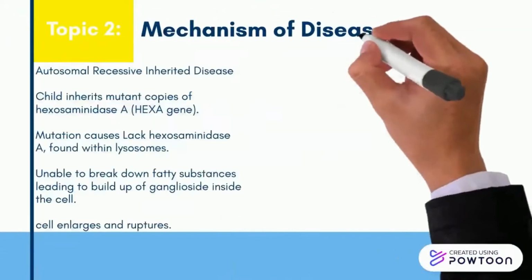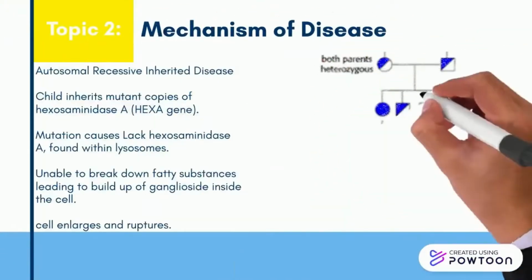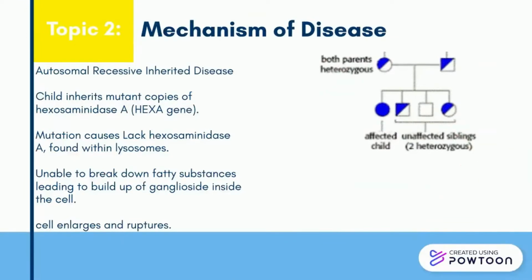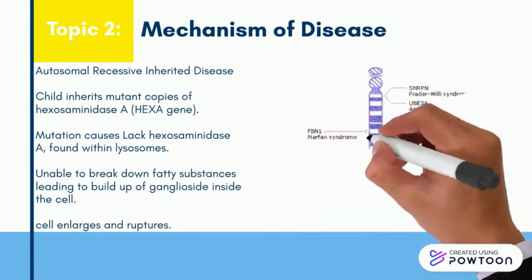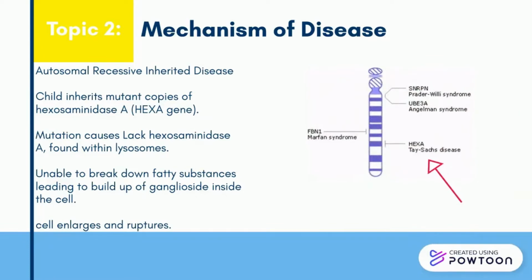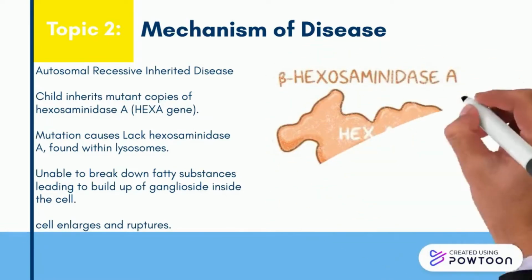Tay-Sachs disease is an autosomal recessive inherited condition in which a child inherits a mutation on both copies of his or her hexosaminidase A, or HEXA, gene. The HEXA gene is located on the q arm of chromosome 15. The mutation causes a lack of the enzyme hexosaminidase A being produced.